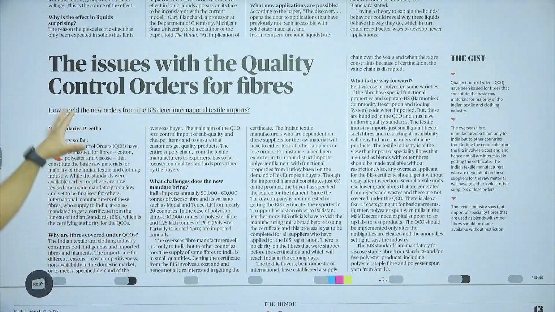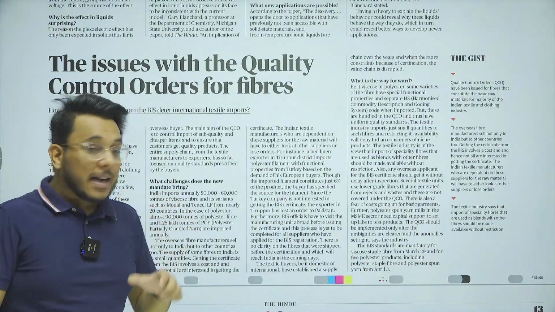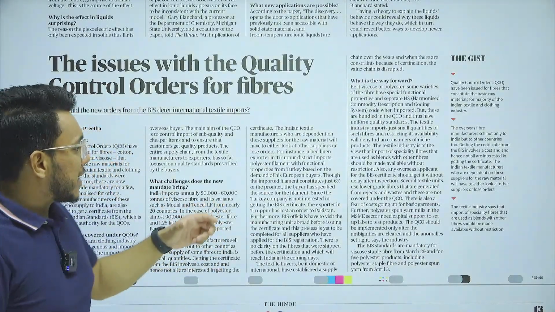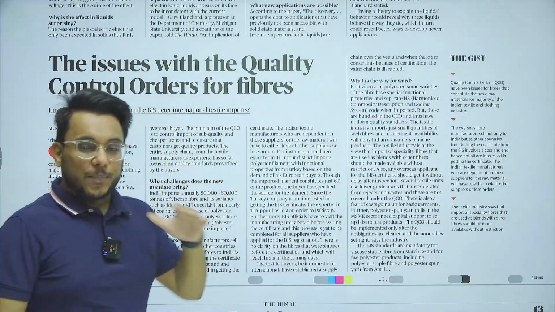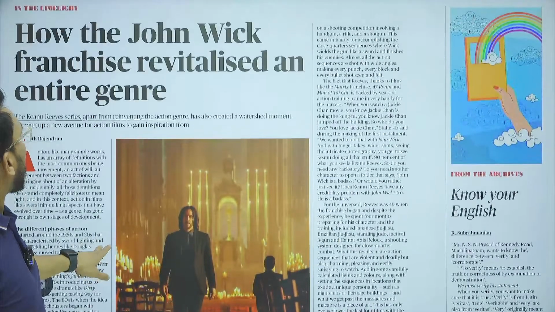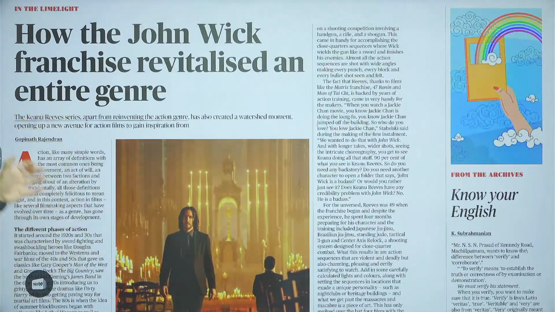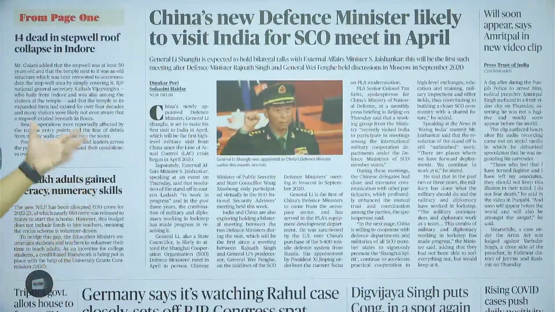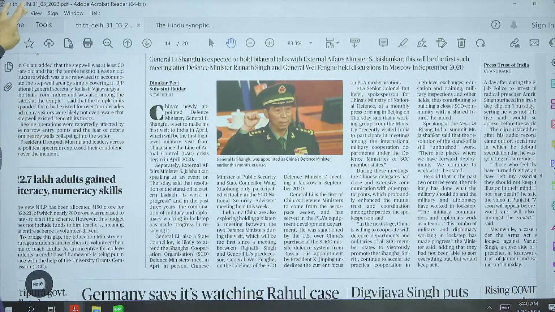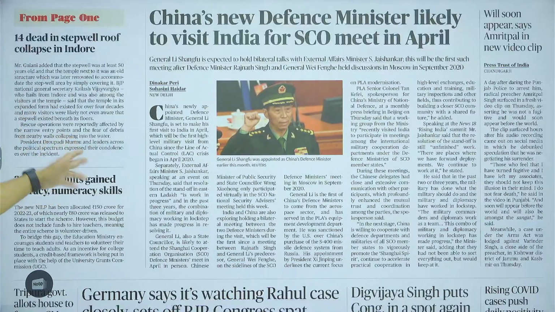After that, you do not need to see what the exact standards that have been introduced are, what the standard for blends is, what the standard for viscose is, etc. Then further moving on, "How the John Wick franchise revitalized an entire genre." Not an important article for the exam. Then further moving on, "China's new defense minister likely to visit India for SCO meet."